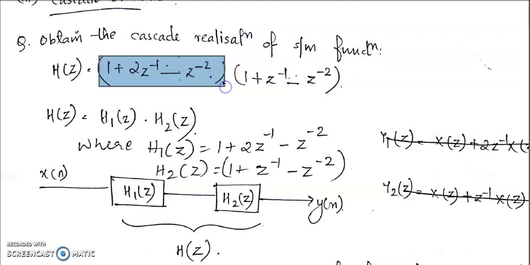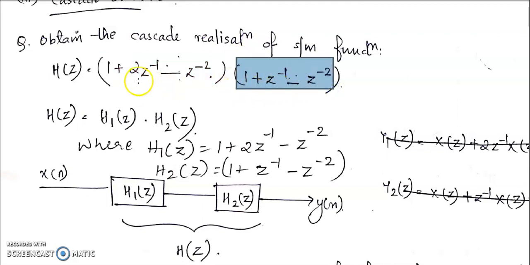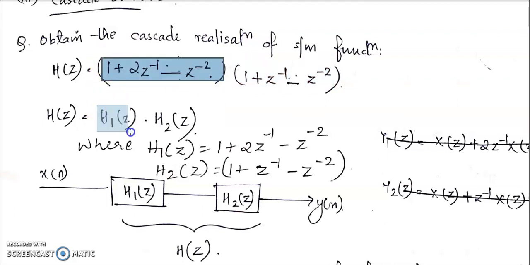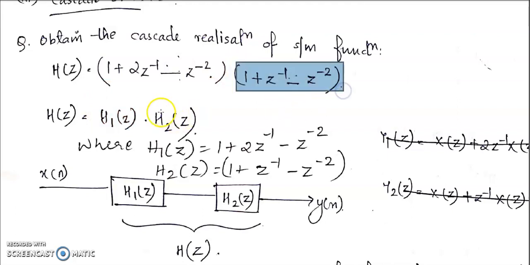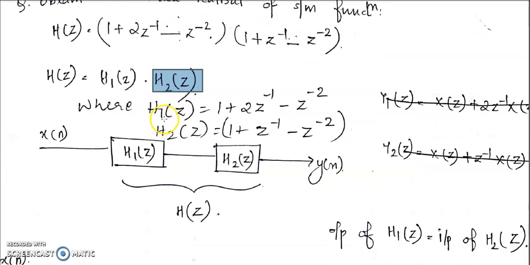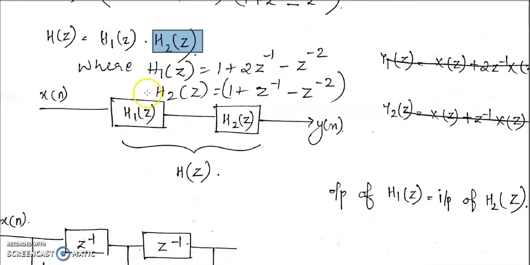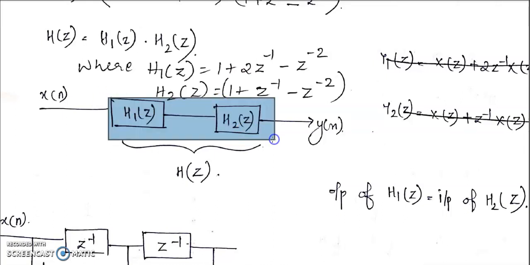So each term, the first term and the second term, represents the transfer function of an FIR system. We can represent the first term as H1(z) and the second term as H2(z). So H(z) is the product of H1(z) and H2(z). We can realize it as follows: first we pass the signal x(n) through the first filter with transfer function H1(z), and the output is connected to the second filter. Its transfer function is H2(z). The combined transfer function is H(z).